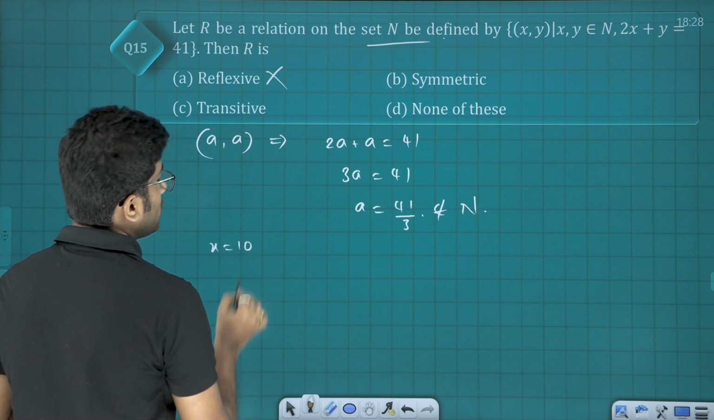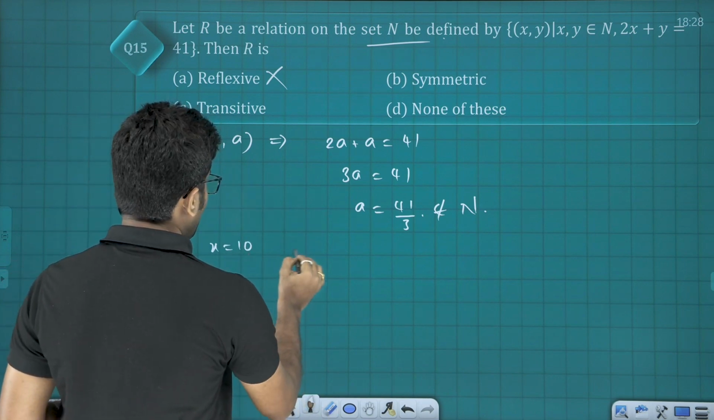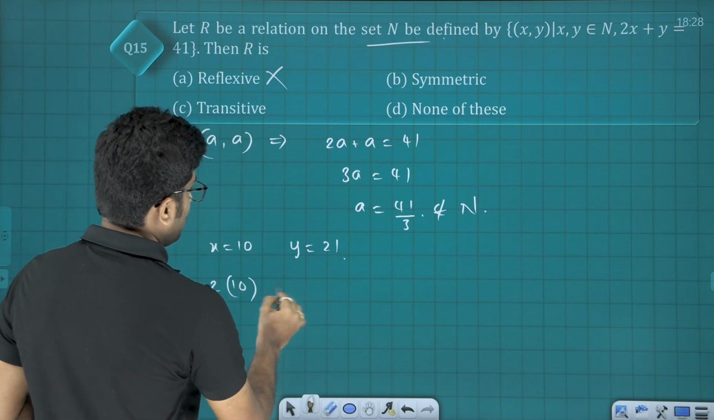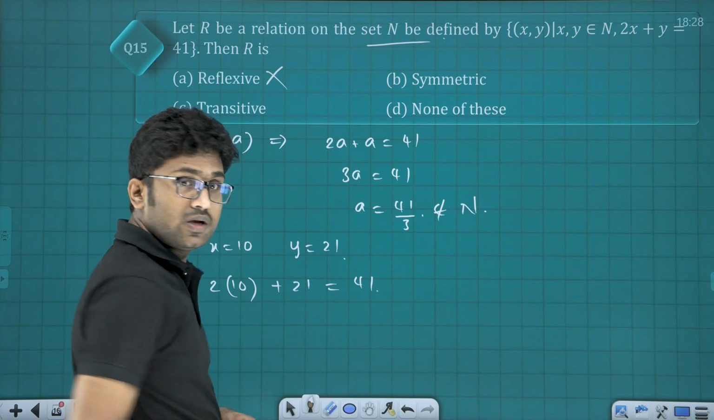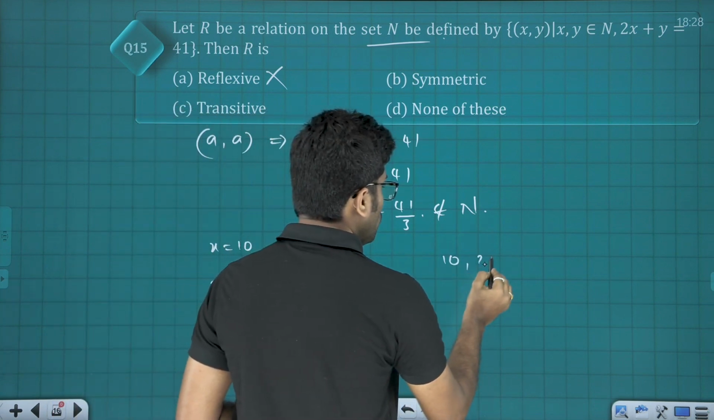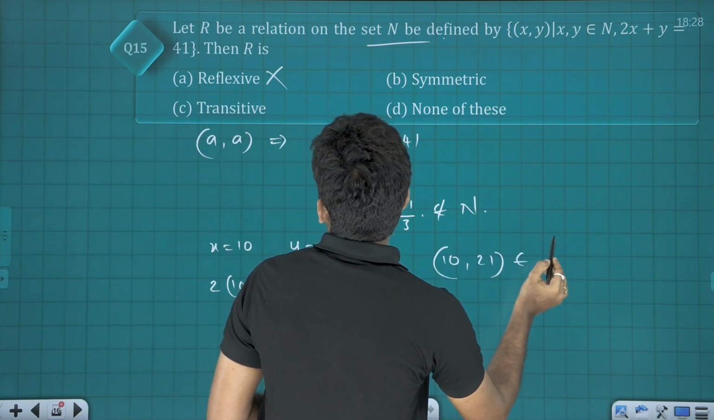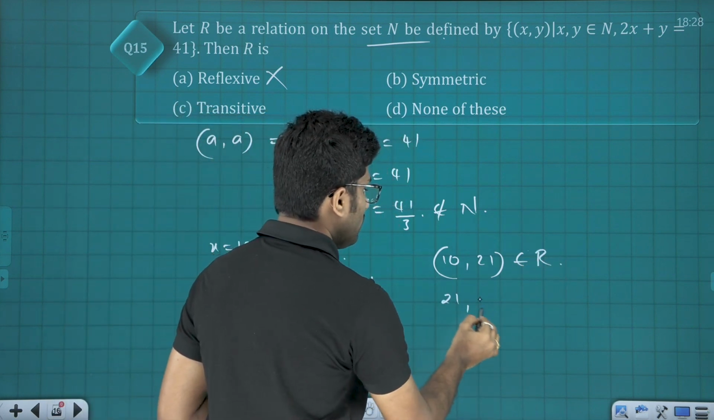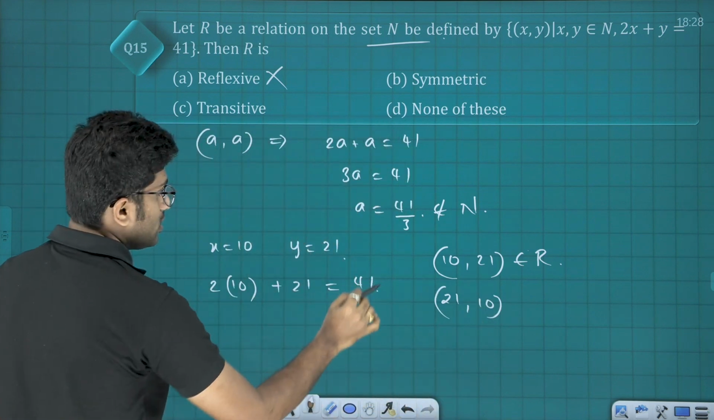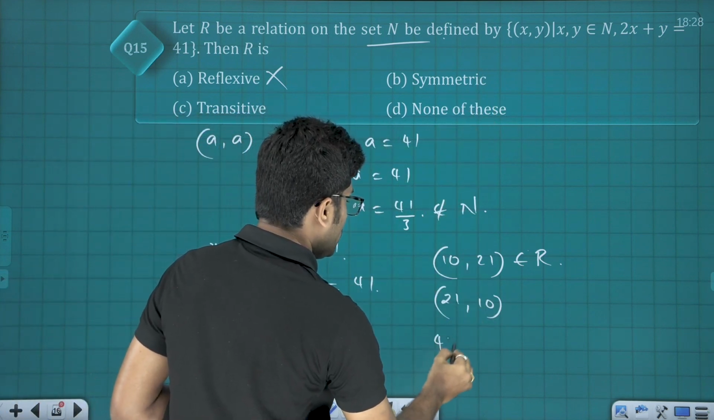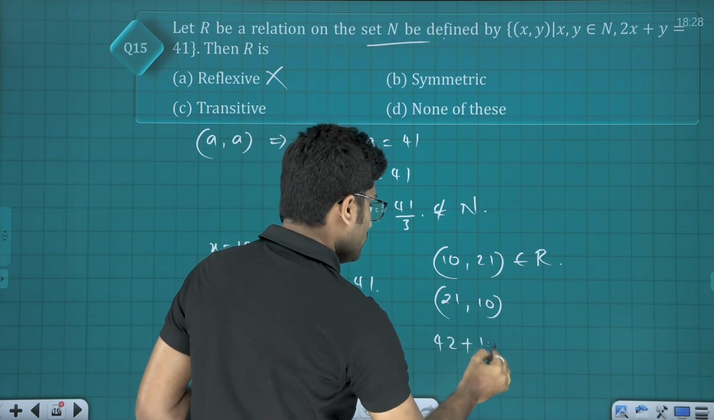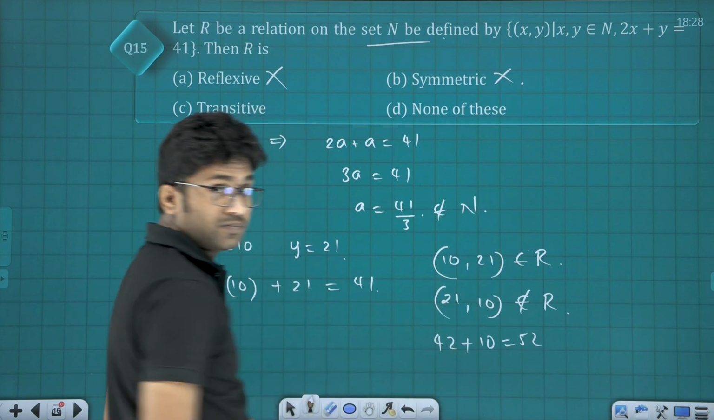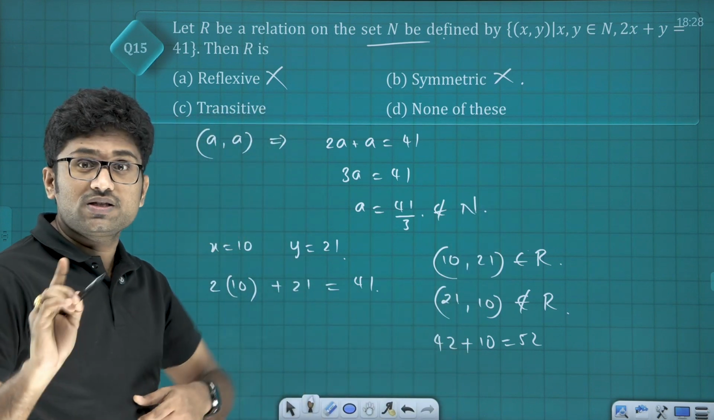See this, friends. Suppose x is 10, 2 tens are 20, y can be 21, correct? So 2 into 10 plus 21 is equal to 41. That means (10, 21) belongs to R. So if it is symmetric, then (21, 10) we are supposed to see. 21 means 2 into 21, 42, plus 10, which is 52. That means this does not belong to R, hence it is not symmetric also. Clear?